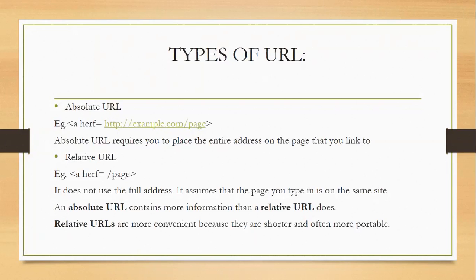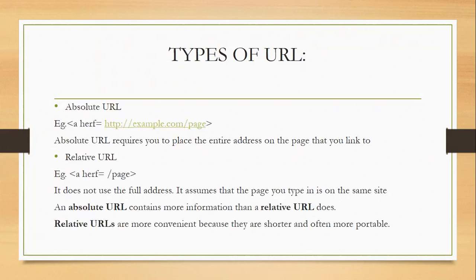But in relative URL, we need not mention the full address. It is assumed that the page you type is on the same site. That means we are using a particular document of the same site. Then we need not mention the protocol. We need not mention the domain name because it is the same as that particular site. So here it is a for anchor tag, href for reference is equal to slash page.